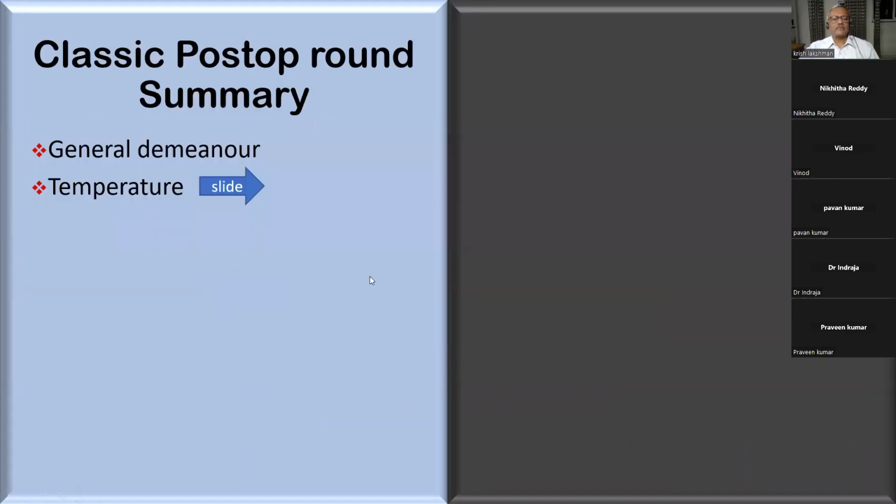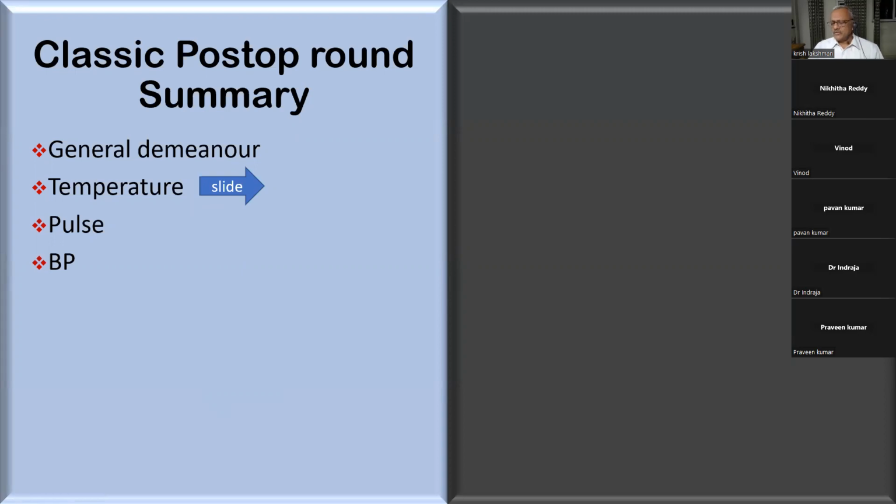Now, we talked about the general demeanor and the temperature. We also talked about the pulse. Between the pulse and the blood pressure, what is more important for you? Nikita? Sir, I would go with the pulse. Why would that be? Significant indication of hemorrhage. Not necessarily hemorrhage. Infection also can give rise to it. Infection, hypovolemia, anything.